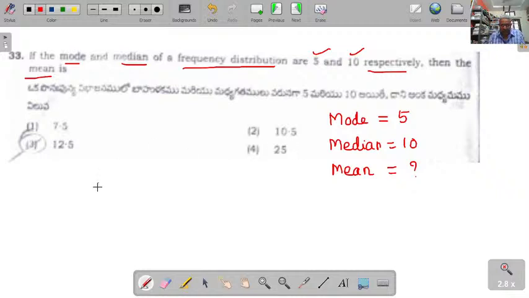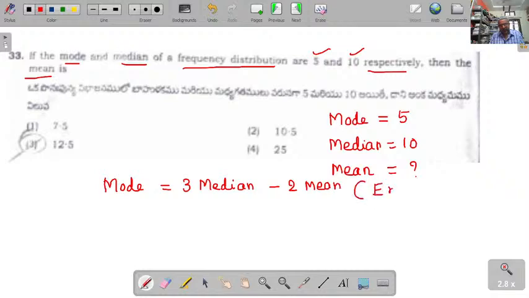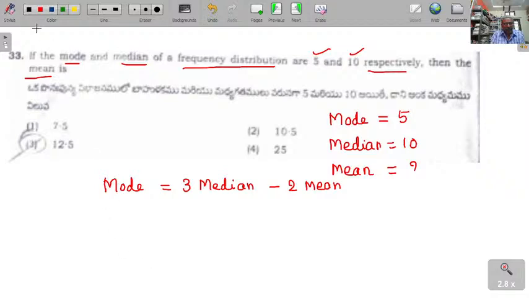That formula is called the empirical formula. Mode is equal to 3 median minus 2 mean. This is the empirical formula, the relation between mean, mode and median. Clear? Yes, the empirical formula: mode is equal to 3 median minus 2 mean. So let us substitute the values.